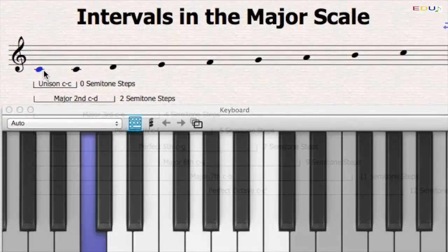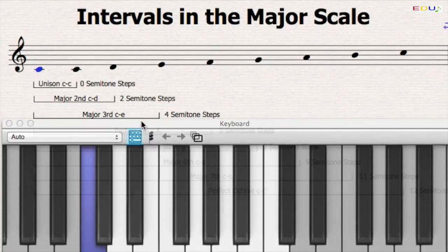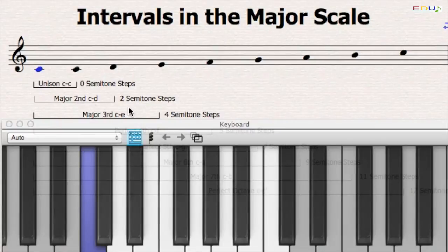Now, how many semitone steps do we find between a C and an E? 1, 2, 3, 4. The name for this interval between a C and an E is the major third. And the major third has a distance of 4 semitone steps.